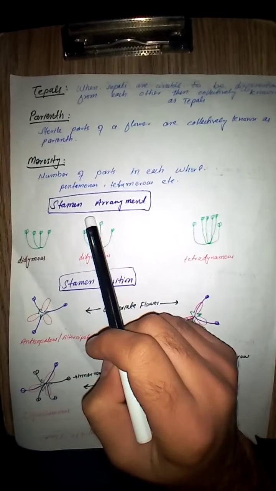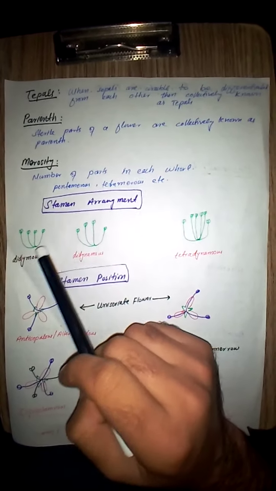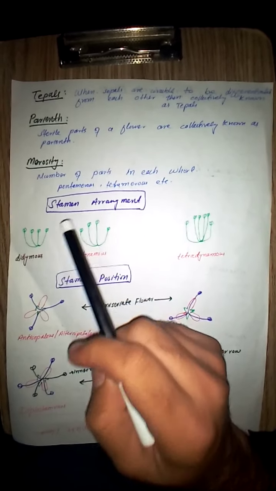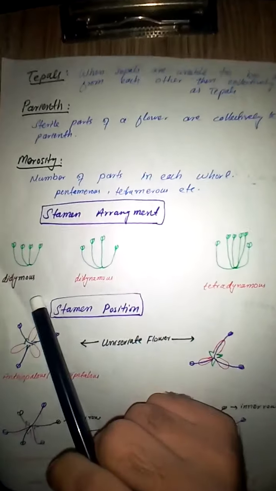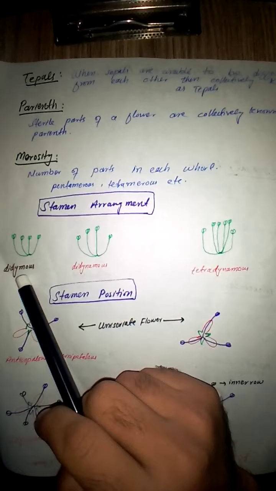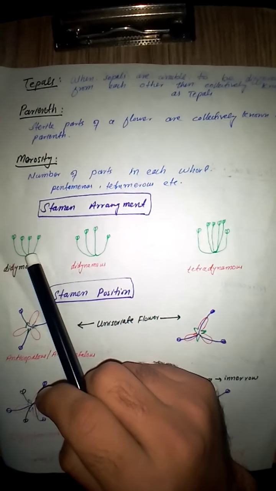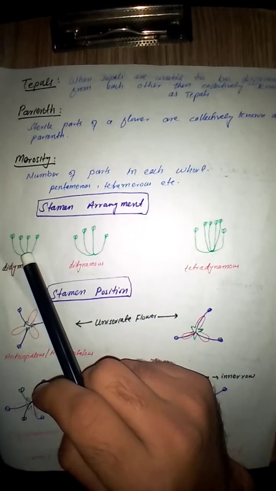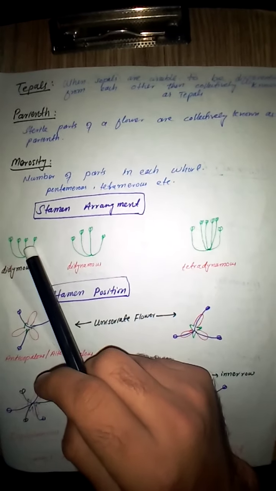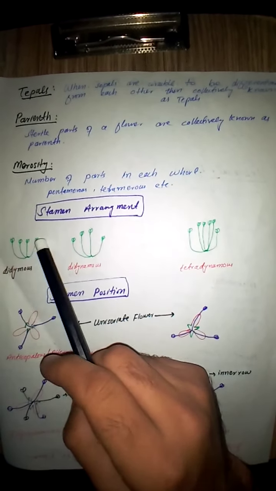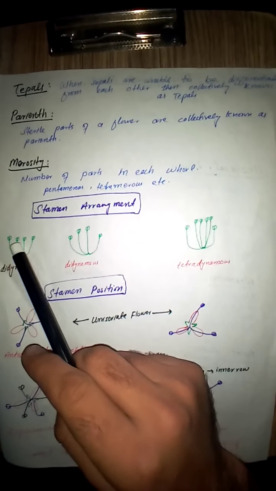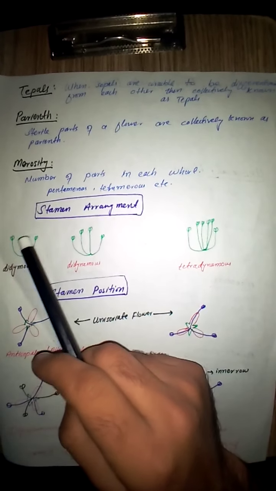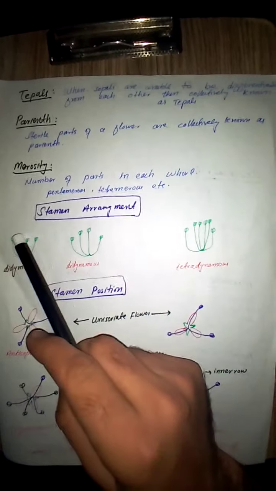Now, stamen arrangement. How are stamens arranged? There are 3 different ways in which stamens are arranged. Didymous, in which 4 stamens have anthers at the same level. Here there are 4 anthers and all have the same level.